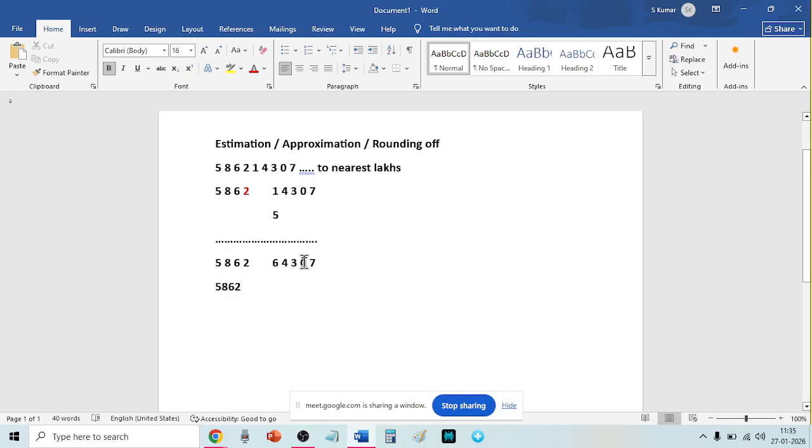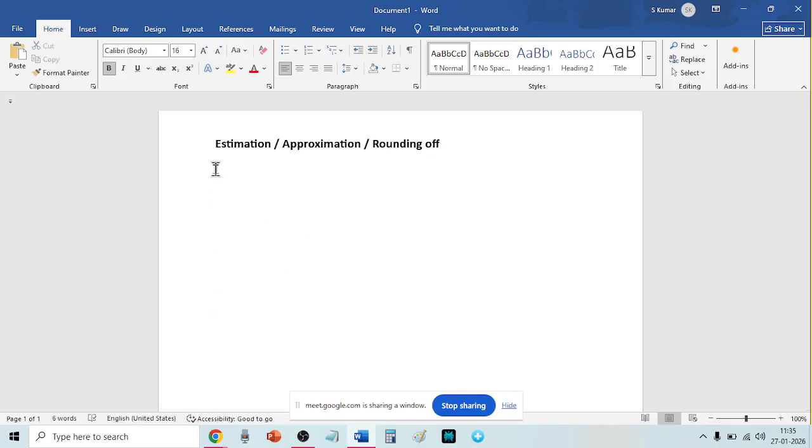1, 2, 3, 4, 5. But this useless part, make it all 0, because I don't need this. All will be replaced by 0. But sometimes what will happen, there will be a carry.